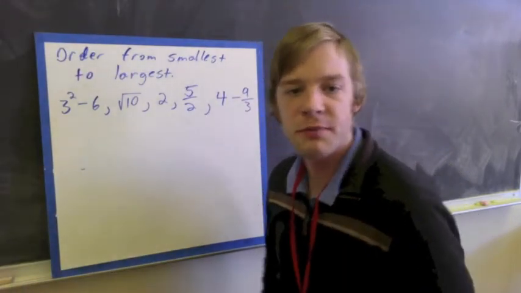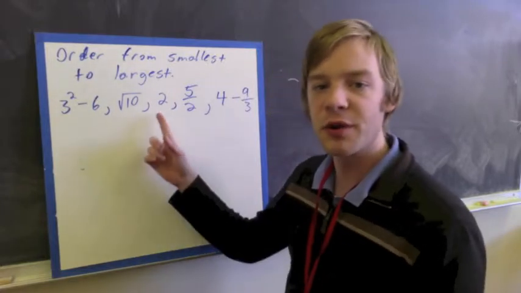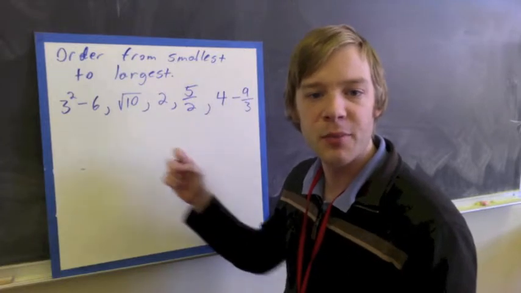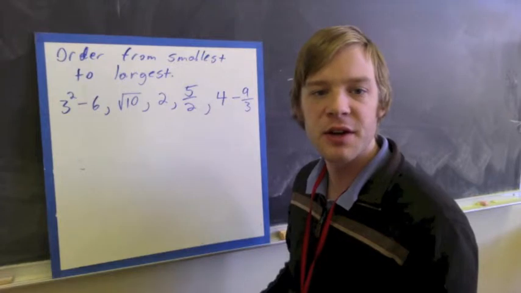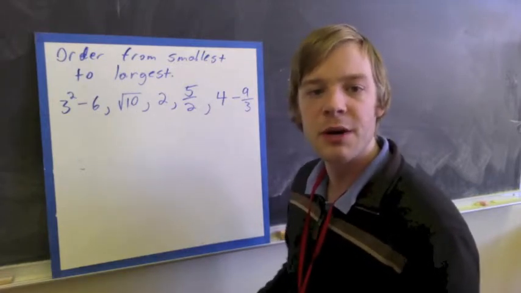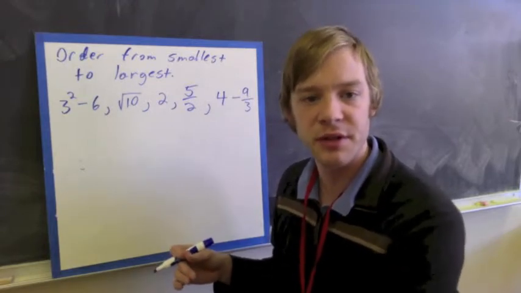Okay, so just like before, we want to put these in order from smallest to largest. We've got some whole numbers, we've got a couple of fractions going on here, we've got a square root, but we also have a couple of expressions. You see we've got 3 squared minus 6, and we have 4 minus 9 over 3. Both of these are going to need to be simplified, just like we had been doing with the other things.